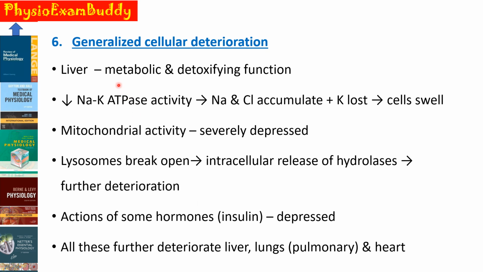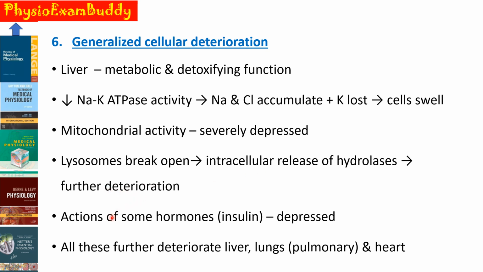As shock becomes more severe, the metabolic as well as detoxifying functions of the liver are affected, and the activity of the sodium potassium pump is greatly diminished. As a result, sodium and chloride will accumulate in the cells and potassium is lost from the cells. In addition, the cells will begin to swell. Also, the mitochondrial activity becomes severely depressed. Also, the lysosomes in the cells begin to break open with intracellular release of hydrolases, leading to further deterioration.